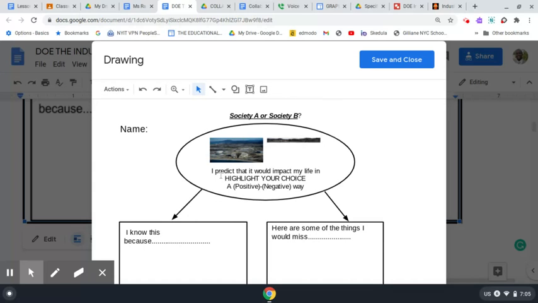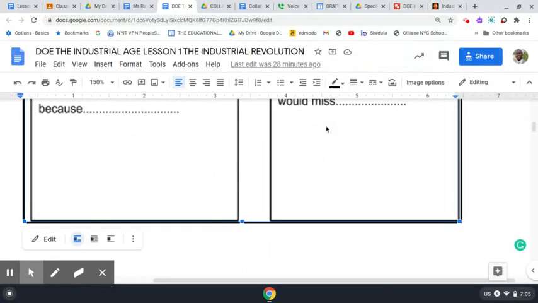How it would impact your life if you were born in society A and then had to move to society B, okay? Talk about some of the things that you know and some of the things that you would miss if you had to make that transition, okay? And then we're going to have a discussion about that if you're involved either in the in-person learning or remotely, okay? So that's the first step.